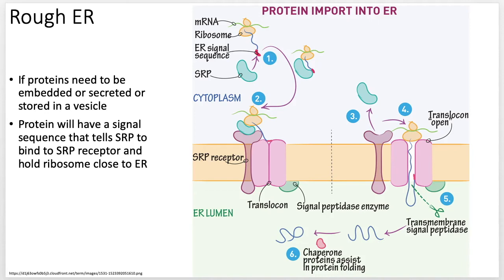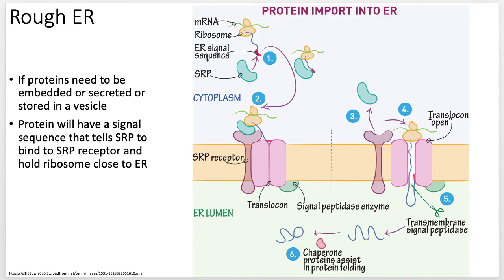Either secreted or embedded are probably your two biggest ones. So they need to go through the endoplasmic reticulum and into the Golgi, maybe, and then out to the actual cell membrane, not the cell wall, the cell membrane.